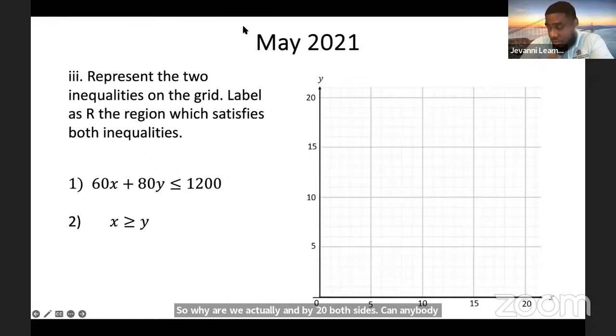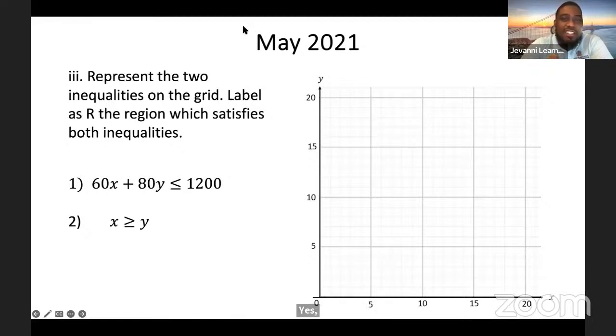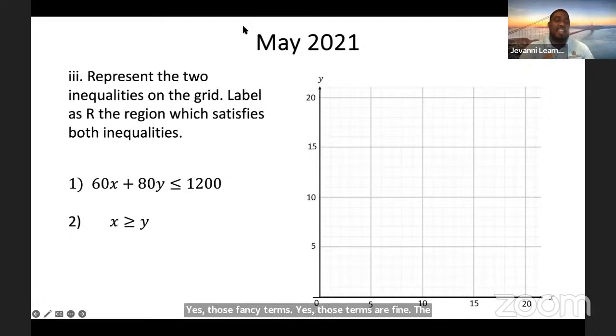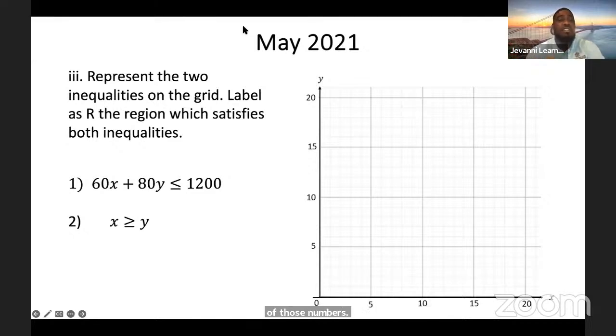Because it's the highest common factor. Yes, those fancy terms. Highest common factor. So the highest common factor of 60x, 80y, and 1,200 is 20. 20 can go into all of those numbers. That's the highest number that can go into all of those three terms without leaving a remainder. So that's something that we use.